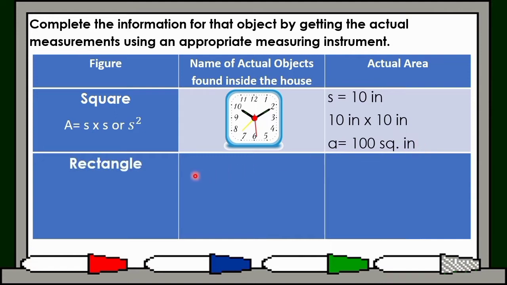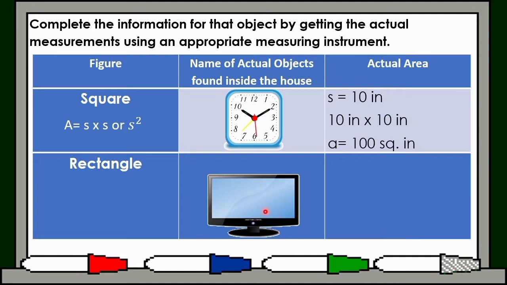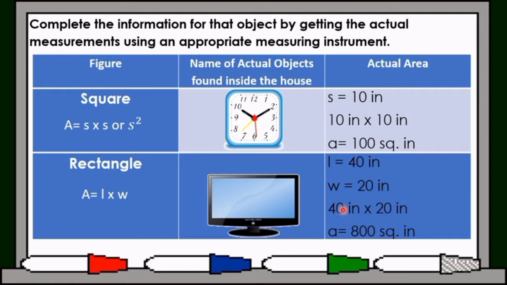And next is rectangle. Our object is a TV. The formula in finding the area of a rectangle is length times width. Length is 40 inches, width is 20 inches. So let us multiply 40 inches by 20 inches. The answer is an area of 800 square inches. Nakuha ba natin ang actual area ng mga objects na nakita natin inside our house? Great!